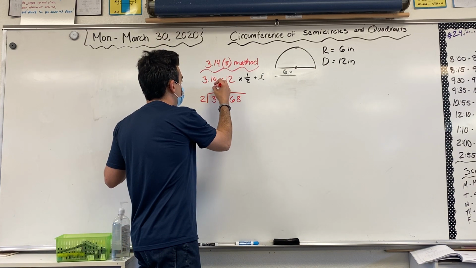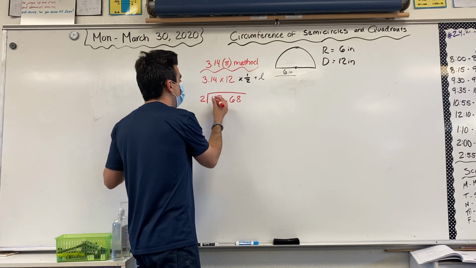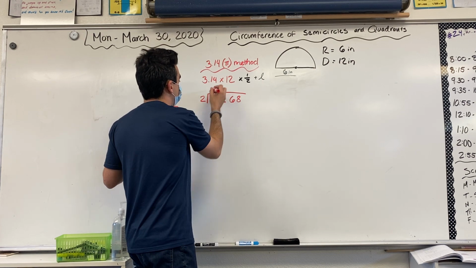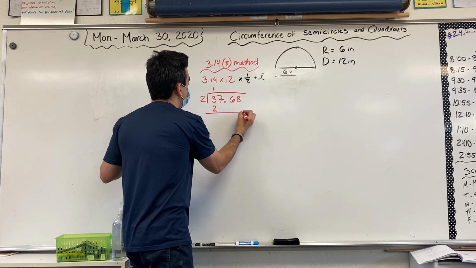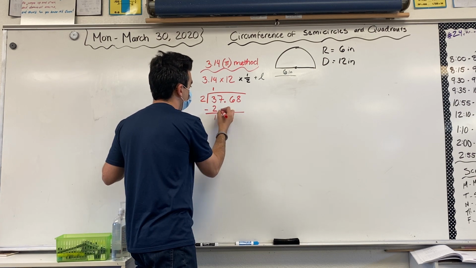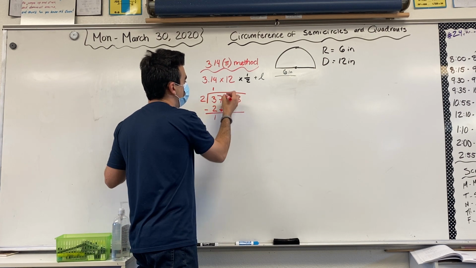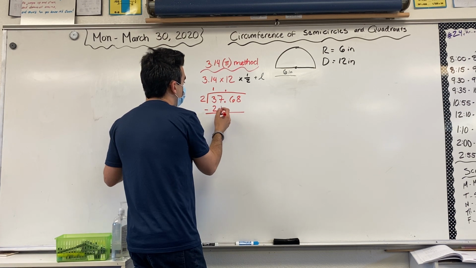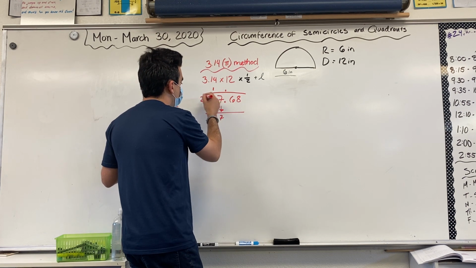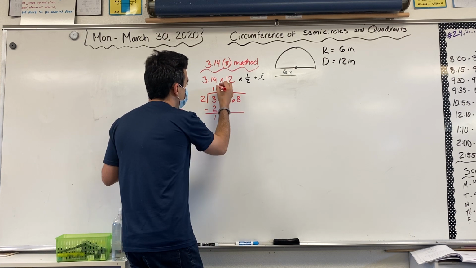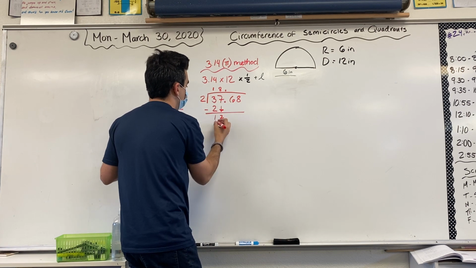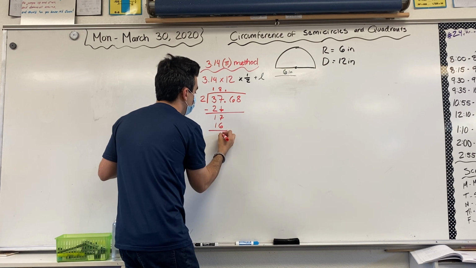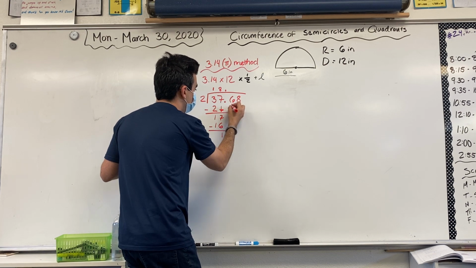2 times 3, 2 goes into 3 one time. 1 times 2 is 2. Subtract. 3 minus 2 is 1. Bring down that 7. Don't forget about your decimal point. Go ahead and put that up right away. Bring down the 7 like I said. 2 goes into 17 8 times. 8 times 2 is 16. Subtract, I get 1. Bring down my 6.